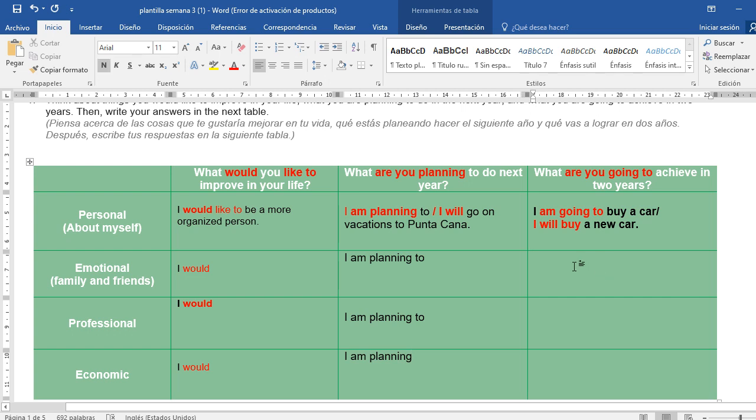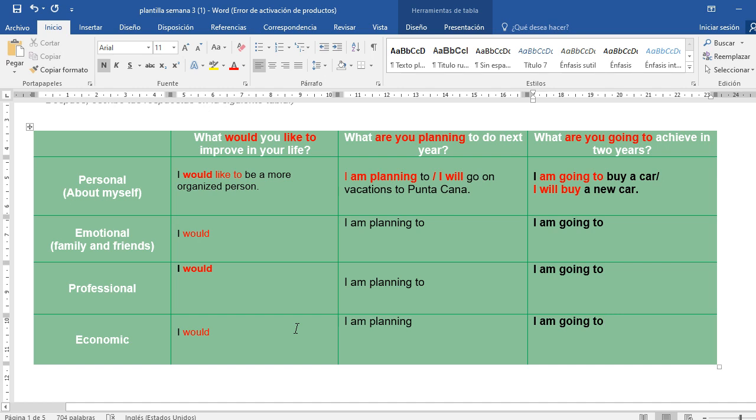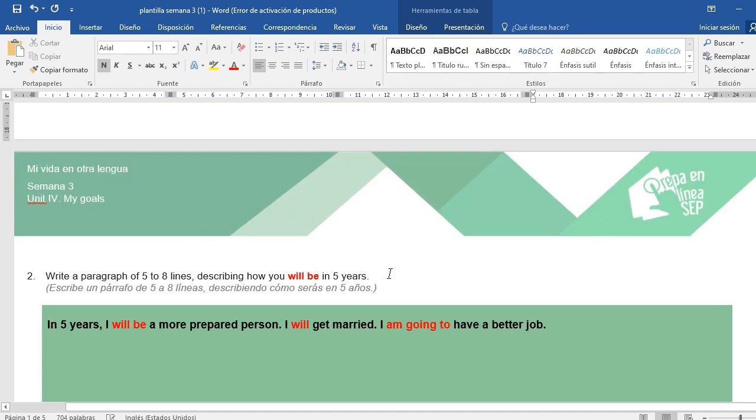Then under the third column, I have highlighted this in red so you pay attention to it and don't forget it. The question is, what are you going to achieve in 2 years? ¿Qué vas a lograr? So this is, are you going to? And this is, I am going to buy a car. So all the answers should include I am going to. Otherwise, if you do not write these, I will penalize it and you won't have your full mark. ¿Sí? Si no tiene esta expresión, o will, entonces lo penalizo, aunque hayas completado totalmente el cuadro.